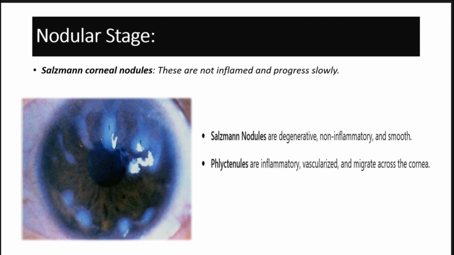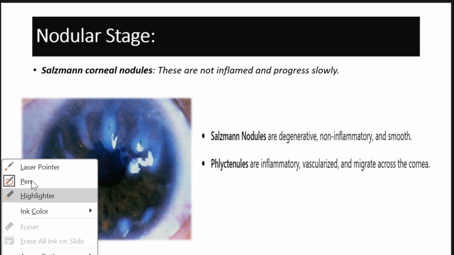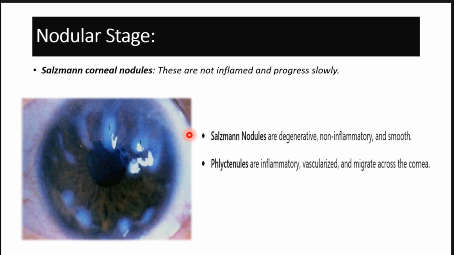The first differential would be at the nodular stage, and that would be the Salzmann corneal nodules. So this is basically a degenerative condition. It's a non-inflammatory, slowly progressive degenerative condition of the cornea. And here what you're going to find is these nodules which are slightly bluish in color, and they are basically nothing but hyaline tissue which is located anterior to the Bowman's layer. However, phlyctenules are inflammatory, they have lots of vascularization associated with them, and they can migrate across the cornea.